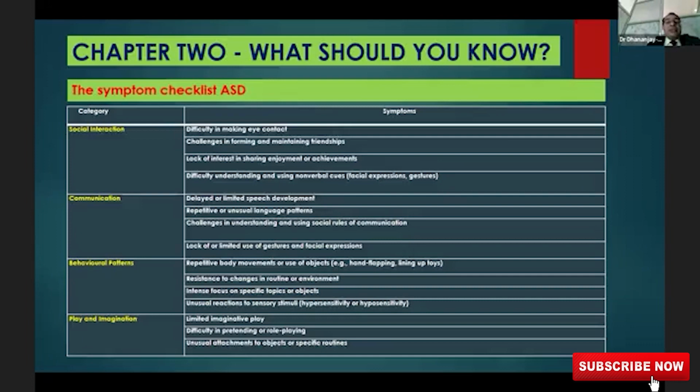Then in communication, the child has delayed or limited speech development, repetitive or unusual language patterns, challenges in understanding and using social rules of communication, and limited use of gestures and social expressions. In behavior patterns: repetitive body movements, hand flapping, lining up toys, resistance to change in routine or environment, intense focus on specific topics or objects, unusual reactions to sensory stimuli, hypersensitivity or hyposensitivity. In play and imagination: limited imaginative play, difficulty in pretending or role playing, and unusual attachment to objects or specific routines.